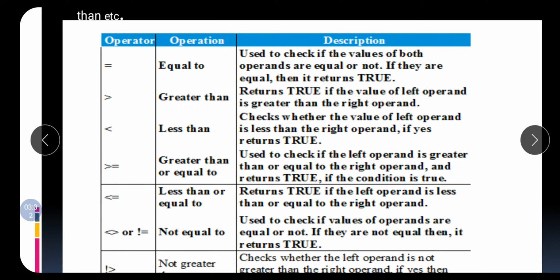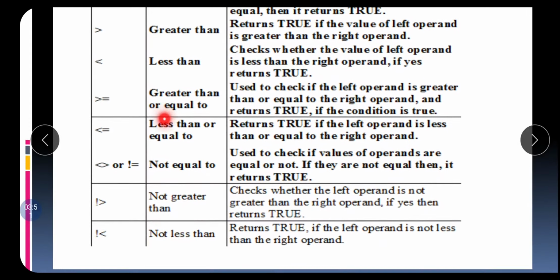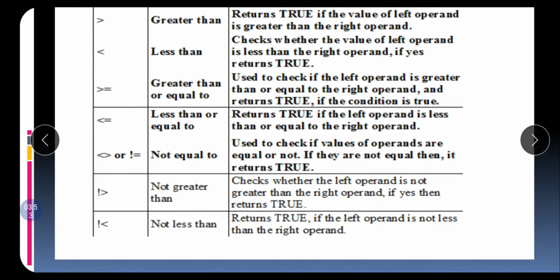Less than or equal to returns true if the left operand is less than or equal to the right operand. Not equal to, used to check if values of operands are equal or not. If they are not equal, then it returns true. Not greater than, checks whether the left operand is not greater than the right operand. If yes, then it returns true. Not less than, returns true if the left operand is not less than the right operand.